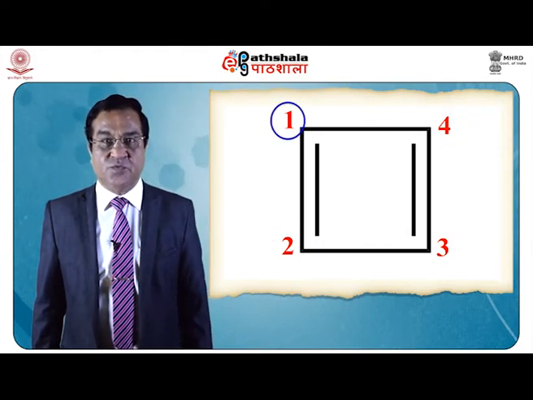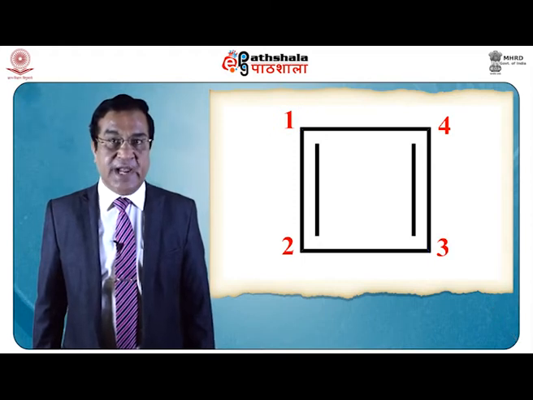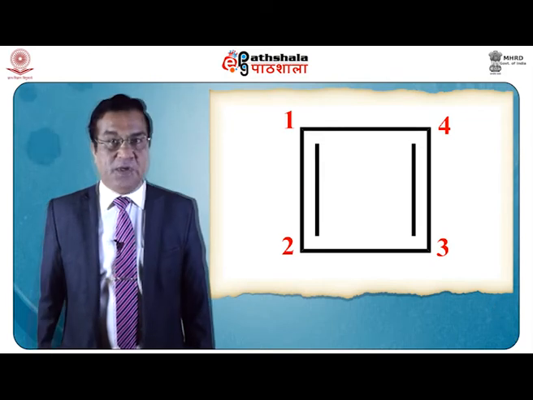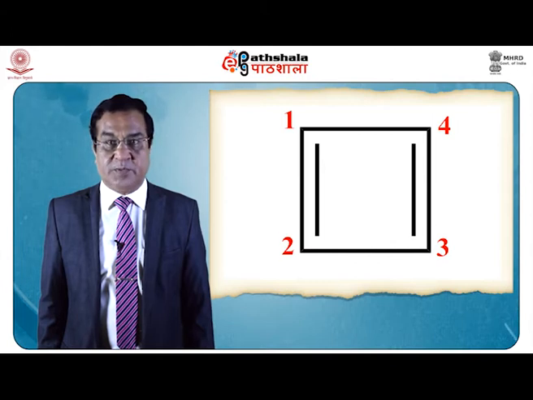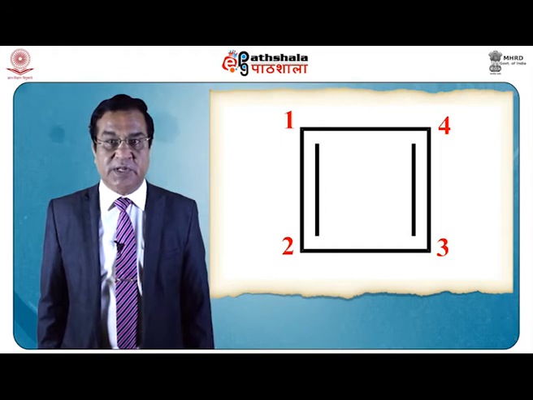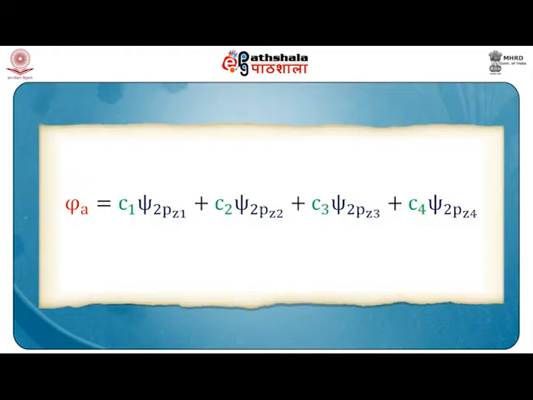4 has neighbors 1 and 3, and so on. And each of these carbon atoms contributes 1 pi electron, which is in the pi orbital, which is 2pz. Now, using the LCAO-MO approximation, the Huckel molecular orbital wave function for this molecule becomes phi A is equal to C1 psi 2pz1 plus C2 psi 2pz2 plus C3 psi 2pz3 plus C4 psi 2pz4.